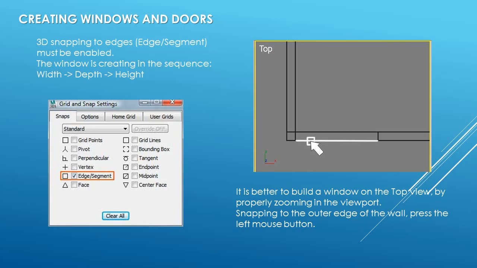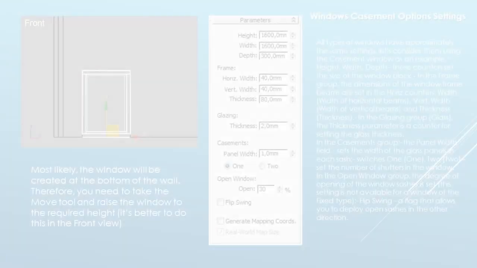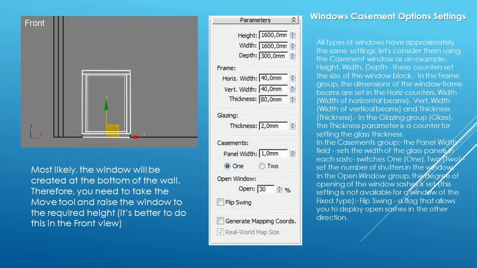Press the left mouse button. Most likely the window will be created at the bottom of the wall. Therefore, you need to take the Move tool and raise the window to the required height. It's better to do this in the front view.